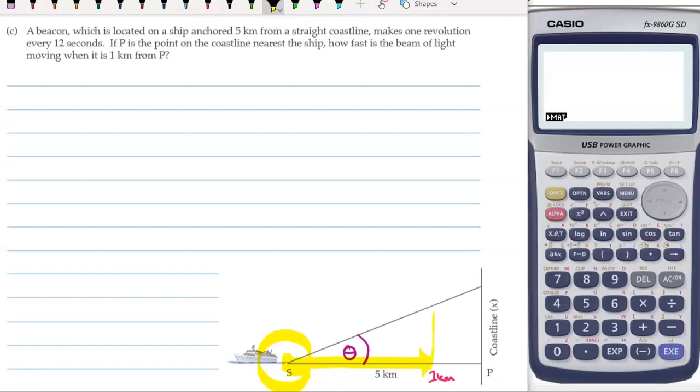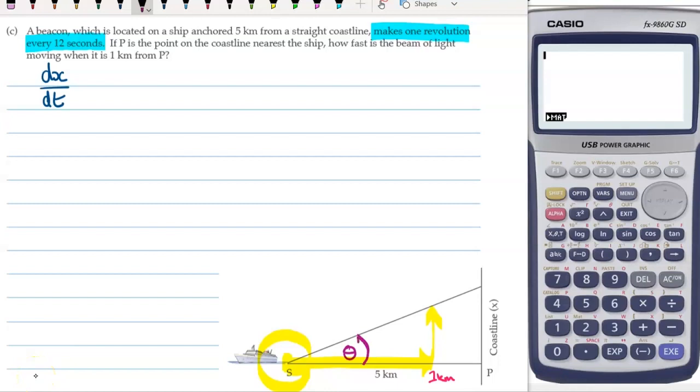That's saying how fast it is going around, so that's the x distance we're talking about there. So we're trying to find dx by dt. Now, what we're told about the information we've got in terms of rates is that it makes 1 revolution every 12 seconds. So a full revolution is 2 pi.